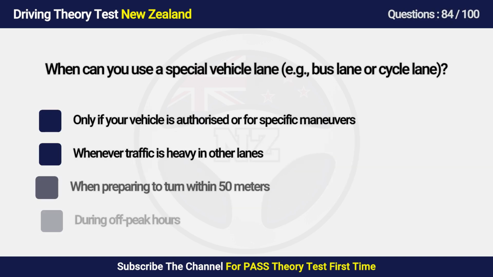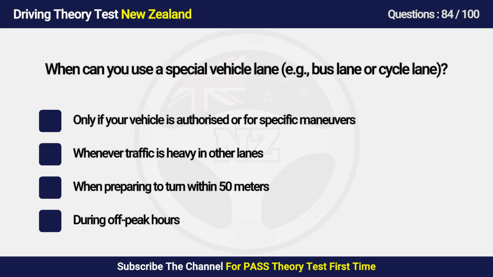Question 84. When can you use a special vehicle lane, e.g., bus lane or cycle lane? A. Only if your vehicle is authorized or for specific maneuvers. B. Whenever traffic is heavy in other lanes. C. When preparing to turn within 50 meters. D. During off-peak hours.